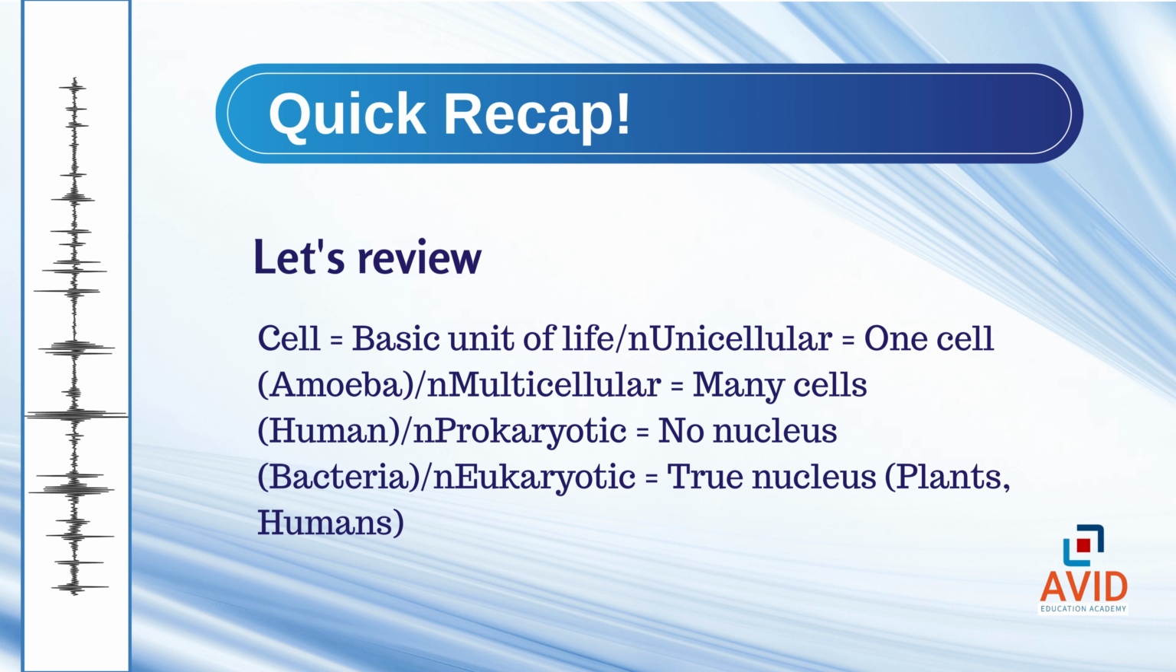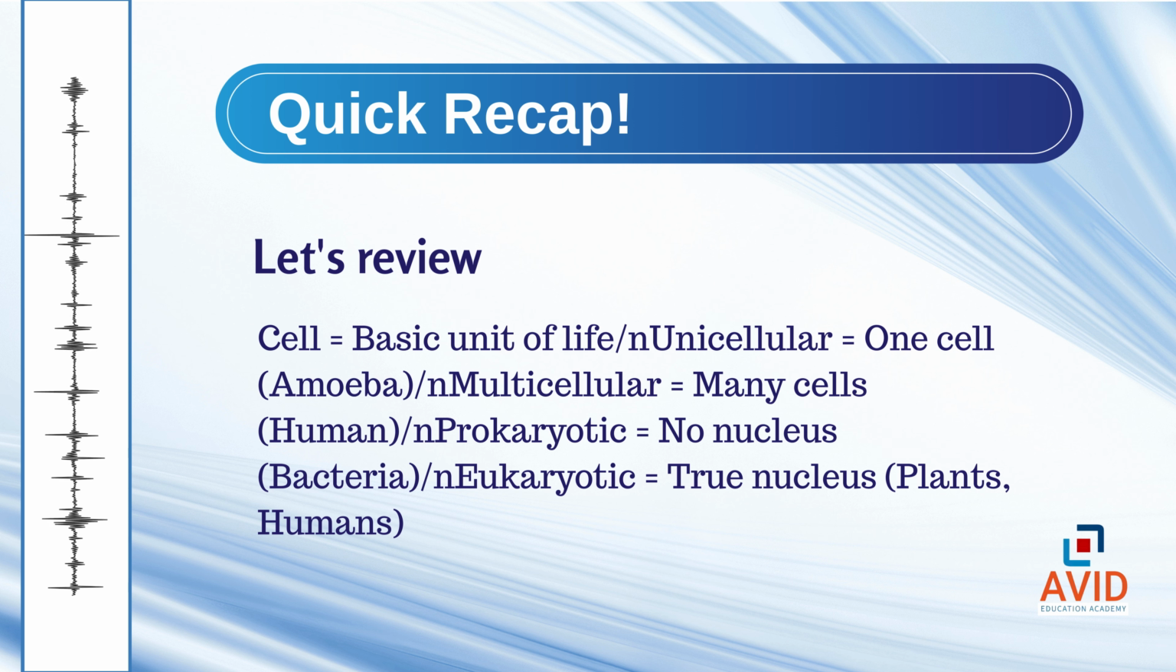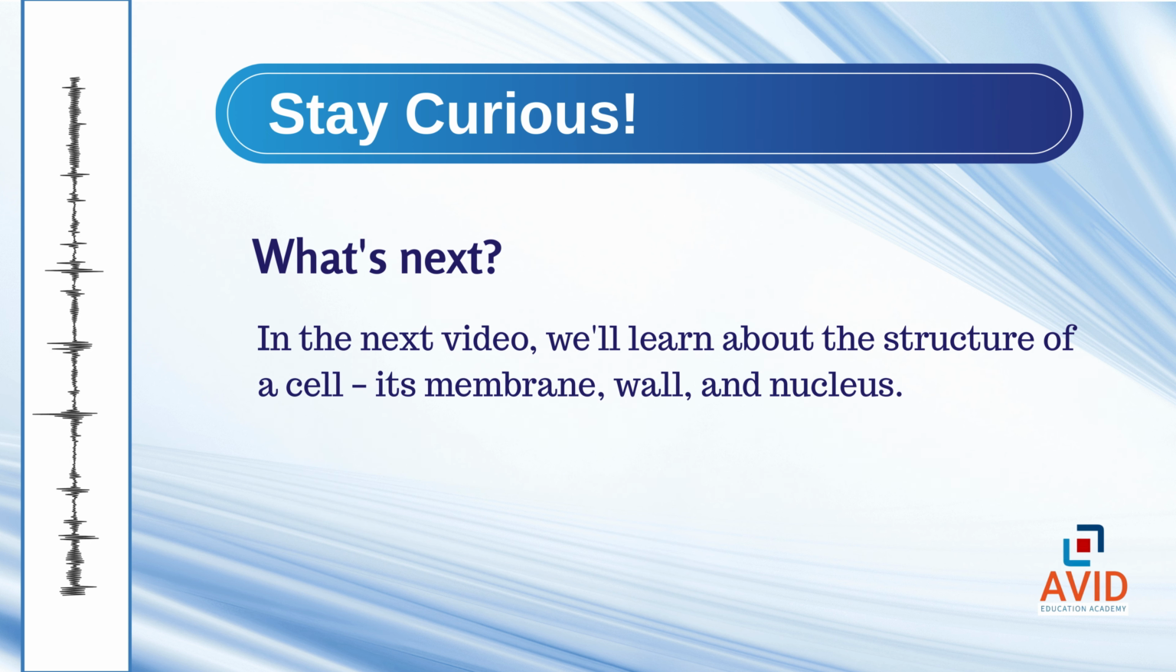Now, let's quickly check your understanding. What is the basic unit of life? That's right, the cell. Which organisms have just one cell? Unicellular organisms like amoeba. And which ones have many cells? Multicellular organisms like humans and plants. Do bacteria have a nucleus? No, they are prokaryotic. Do our cells have a nucleus? Yes, we are eukaryotic. Great job!